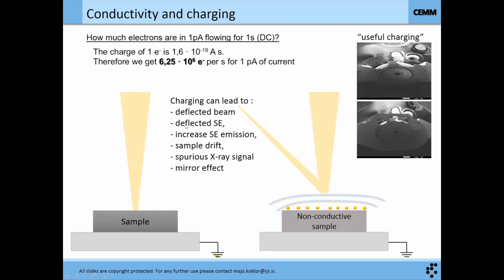You have the deflected beam, deflected secondary electrons, increase of the emission, sample drift, and a problem in the X-ray signal. Again, note that the scale bar is not correct because the definition of the magnification is how much you're shifting. Well, this actually shifts a lot more.